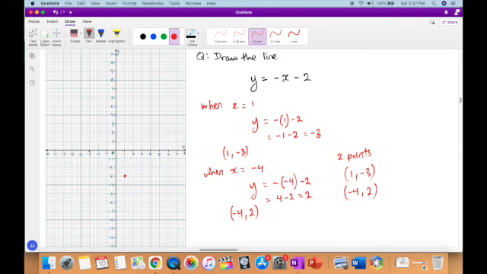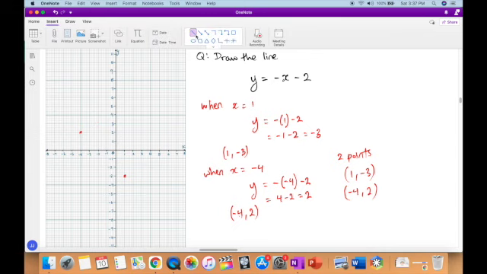And then negative 4 on this side, but positive 2 up here. And now we'll have a line that might be looking something like this.